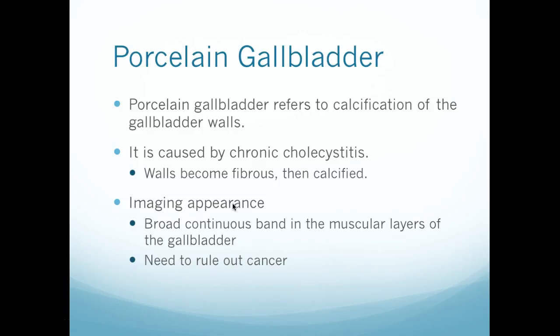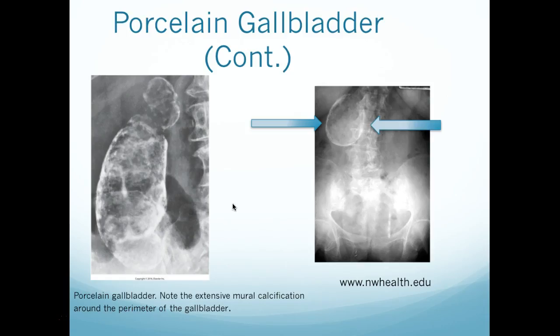Porcelain gallbladder refers to calcification of the gallbladder wall. So it looks like an egg. It is caused by chronic cholecystitis, and the walls become fibrous and then they calcify. So the imaging is broad continuous bands, and the bands turn into calcification, so you can see that, and the muscle layers of the gallbladder. So when we see this, the one thing that we need to do is make sure it's not cancerous.